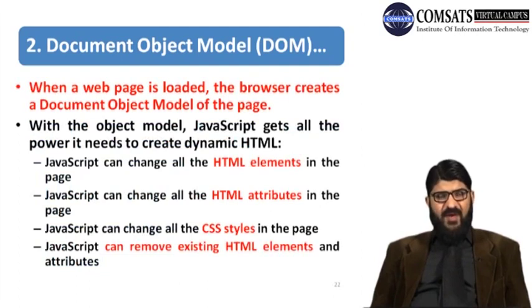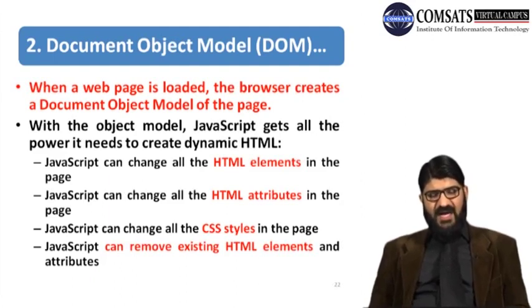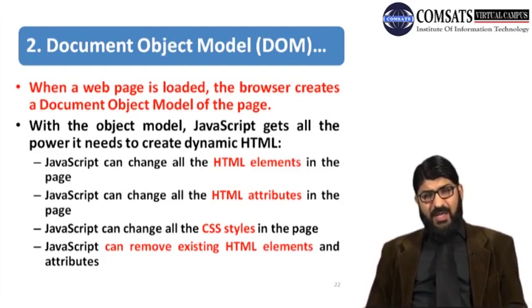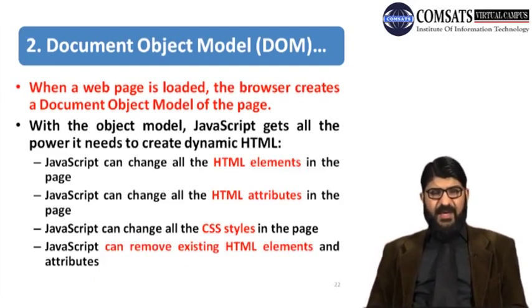So whenever a web page is loaded, the browser creates the DOM of that particular page, and with the object model, JavaScript gets the power to create dynamic HTML. So JavaScript can change all the HTML elements in the page. JavaScript can change all the HTML attributes in the page as well.